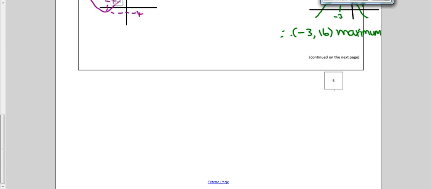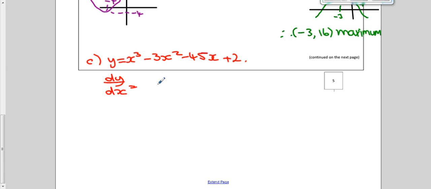So moving on to part C, we have the equation y equals x cubed minus 3x squared minus 45x plus 2. So even though this is a cubic, we're still looking for where dy by dx equals 0. So we need to differentiate. So dy by dx equals multiply by the power and reduce the power by 1, and again, and again. So we end up with 3x squared minus 6x minus 45. So we're looking for where 3x squared minus 6x minus 45 equals 0.